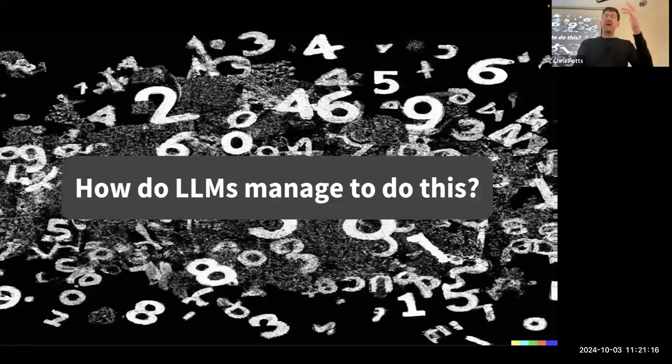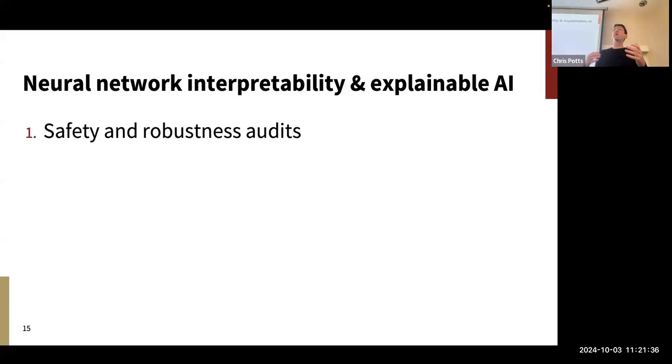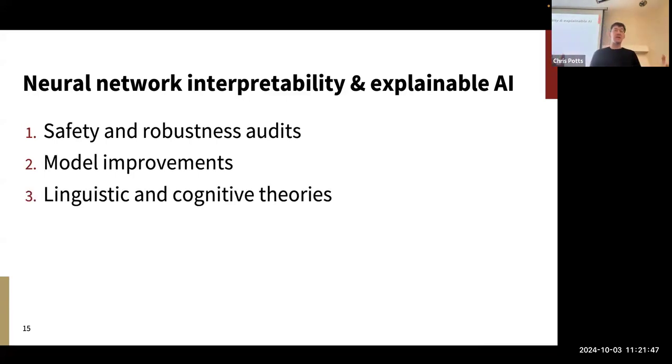And so here, that's the core question. We have these devices. How do they manage to be so good at language? Now, within artificial intelligence, the project of answering that question falls under the heading of neural network interpretability or explainable AI. And of course, that space is engaged with questions like, where are our models going to be safe? Where will they be robust? Where can we use insights about where they're failing to improve models? And of course, here for us today, we can use them to start to develop linguistic and cognitive theories. These are all complementary and reinforcing.